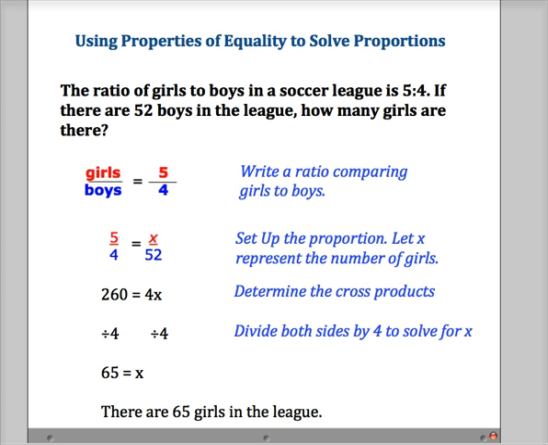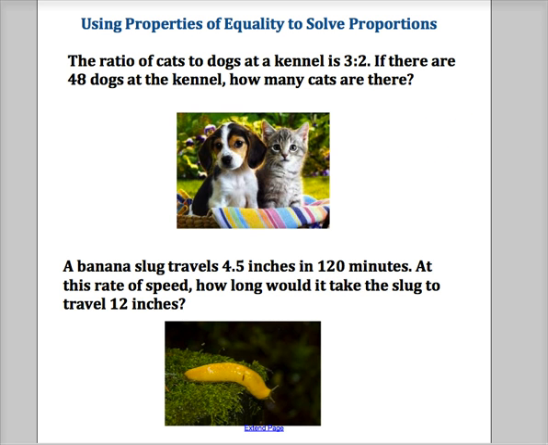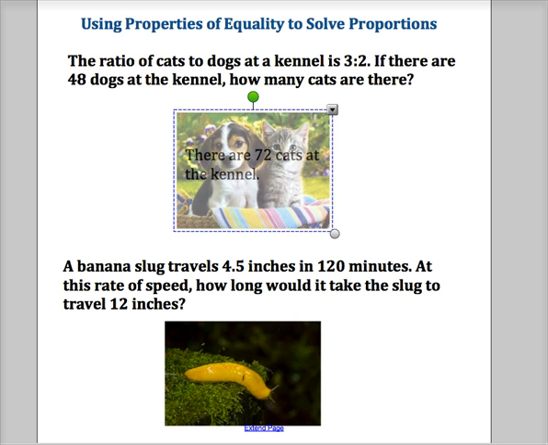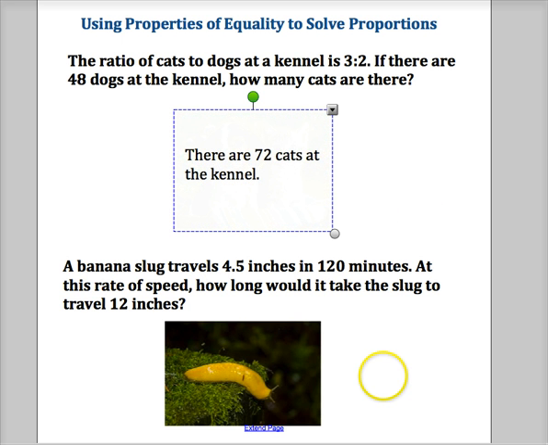So I'm going to have you try the next one. The ratio of cats to dogs at a kennel is 3:2. If there are 48 dogs, how many cats are there? Please pause and then come back and you can check the answer. Okay, let's check the answer. There are 72 cats at the kennel. How about this next one?